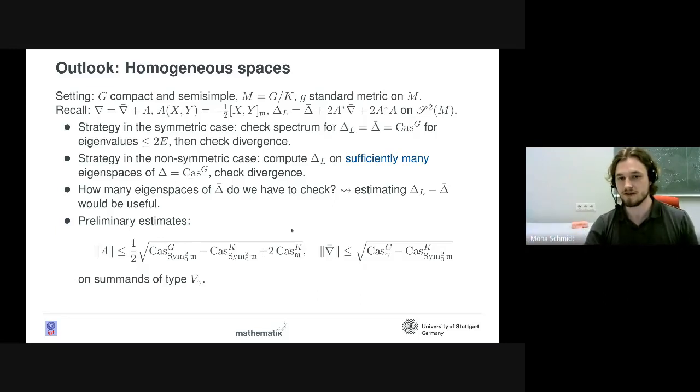irreducible representations. In the symmetric case, where we looked for small eigenvalues of this Lichnerowicz Laplacian, one would consider one or two or at most three different irreducible representations, compute their Casimir eigenvalue, and then know that above it gets larger, so these are not of interest. But the question is, how far do we have to go here? How many irreducible representations do we have to run through to be sure that we won't find any small Lichnerowicz eigenvalues anymore? That's what I mean by sufficiently many.